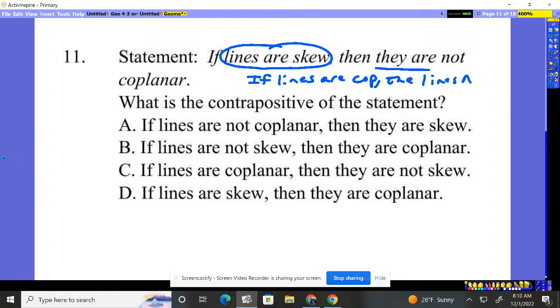A says if lines are not, we don't want that. If lines are not, don't want that. We want lines are coplanar. Right here, if lines are coplanar, then they are not skewed. That's exactly what we want, is C, because it is flipping the two statements above, the if and the then are flipped, and we're negating them also. So choice C is the contrapositive of this statement.